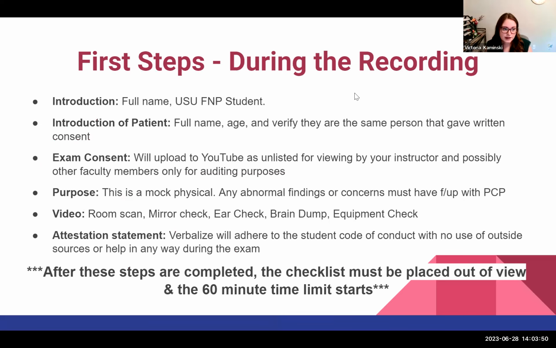In terms of first steps during the recording, you are going to introduce yourself, your full name, that you are a USU FNP student, introduce the patient. You're going to ask for their full name, age, and verify they're the same person of the written consent. And then exam consent. So you'll upload that to YouTube, as I mentioned. The purpose of this is a mock physical or a wellness exam. Any abnormal findings or concerns must have follow-up with the PCP.